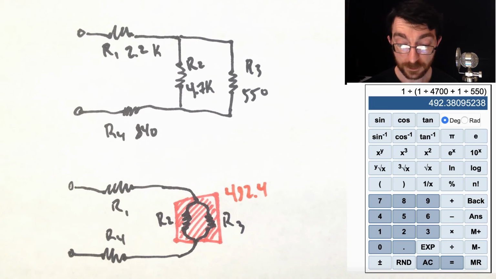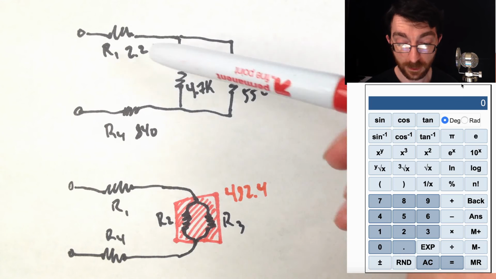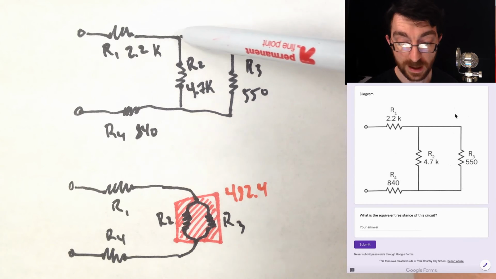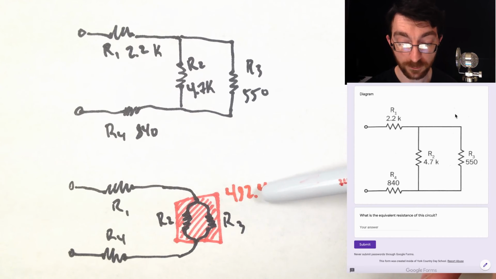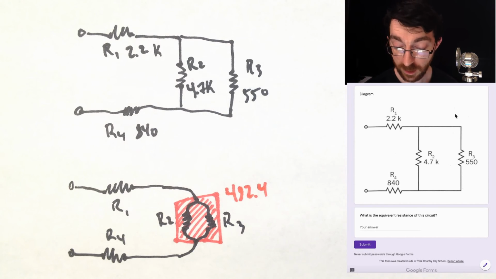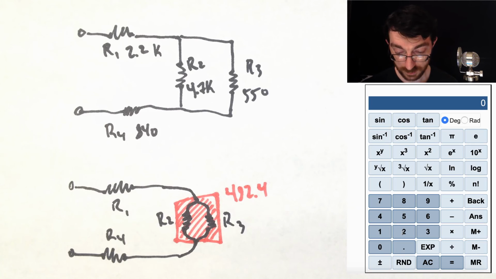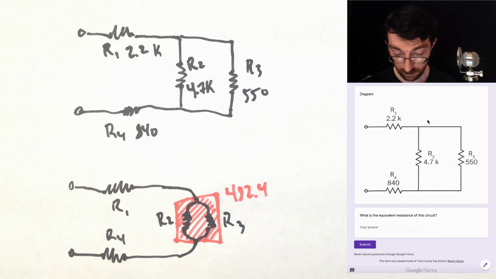So, looking at this, we've got a 2.2 thousand followed by the equivalent of a single 492.4 followed by an 840. Since they are in series, we add them up just like that. 2.2 thousand plus 492.4 plus 840. You get 3,532.4. There we go.